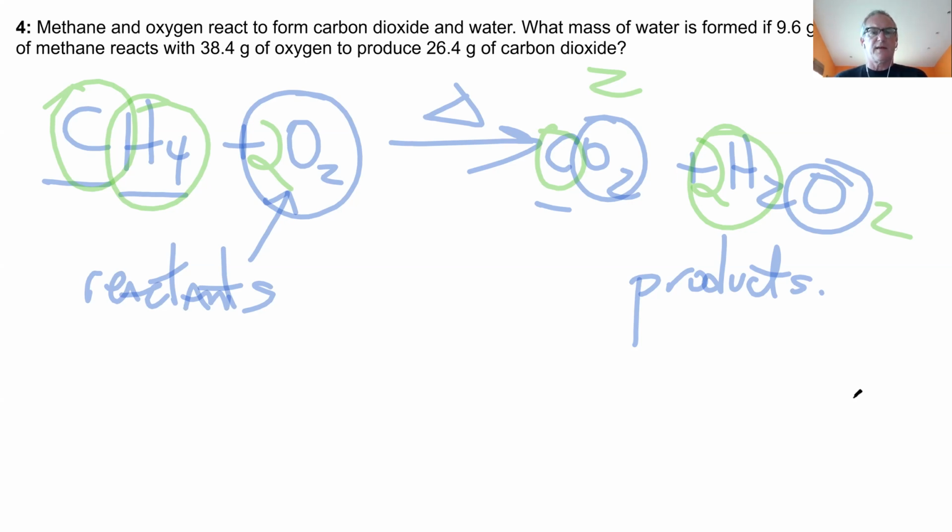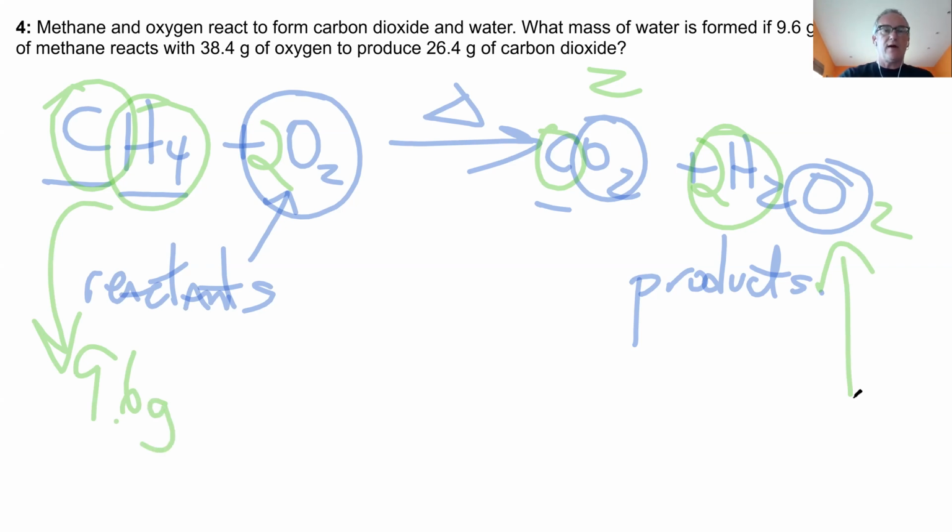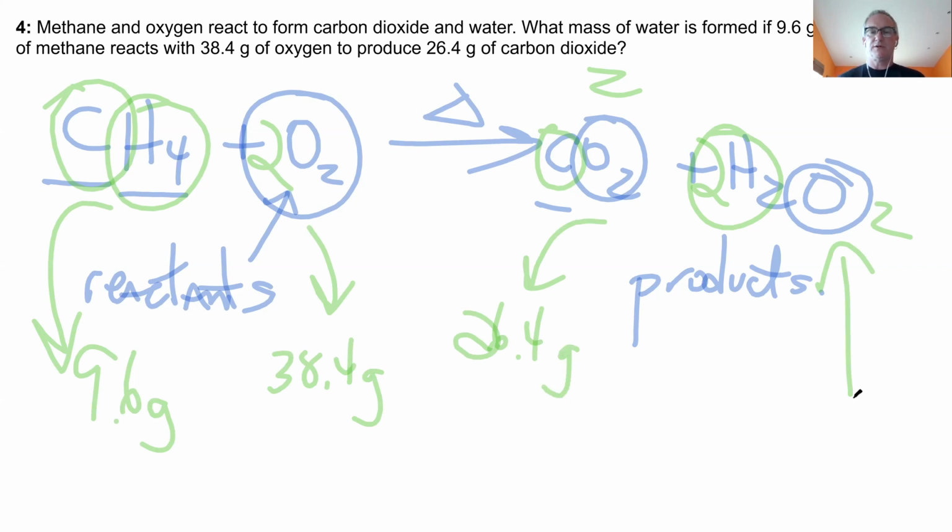So the question is, what mass of water is formed if 9.6 grams of methane reacts with 38.4 grams of oxygen and produces 26.4 grams of CO2? Now, there are 2 ways to answer this question. There's an easy way and there's the hard way. What's the easy way to answer it?